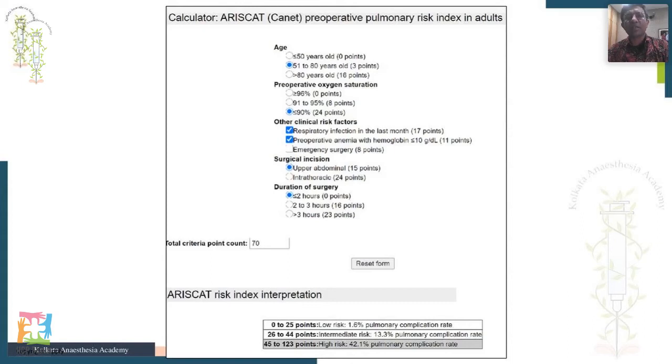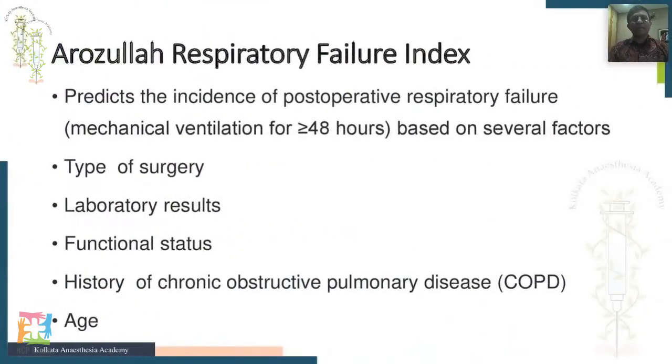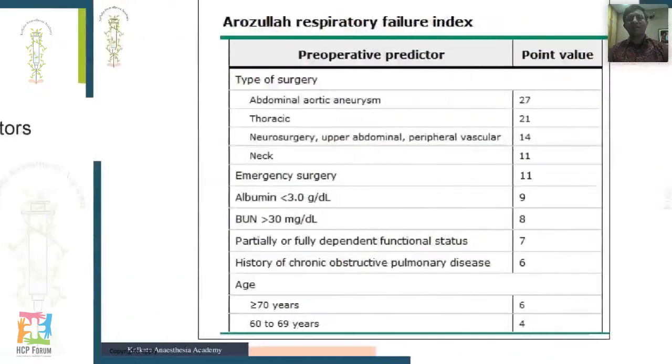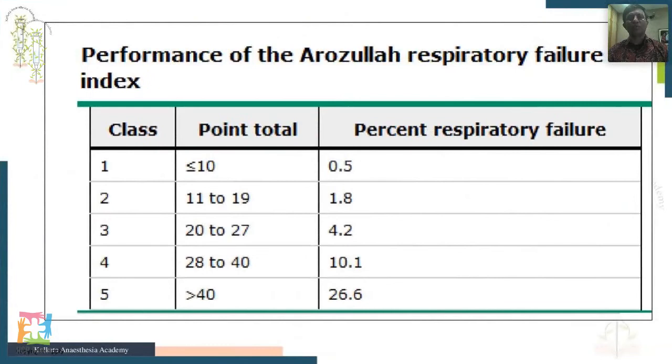The same thing, if I also add respiratory infection in this person, saturation lower than 90%, same surgery, you find that the score becomes 70, a very high risk of developing postoperative pulmonary complication, as high as 42%. I think this is a very useful score, very simple. It's available on the net free. Please feel free to use it. Just remember the name, Ariscat Canet, write it down. You can use it from tomorrow.